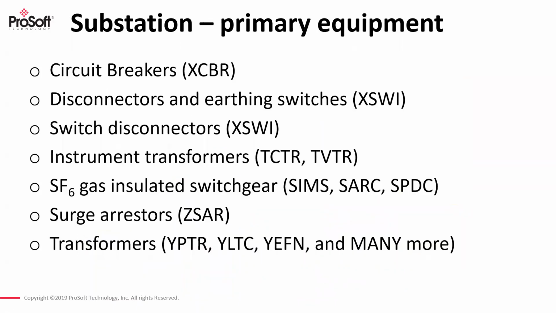So as part of the IEC 61850 standard, they basically outlined a series of data objects for everything from circuit breakers, disconnectors, switch disconnectors, transformers, surge arresters, and so there's basically all these different data object models that are already part of the IEC 61850 standard that any device that supports it has to know how to recognize.